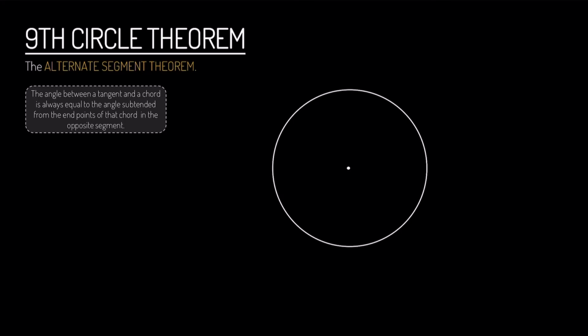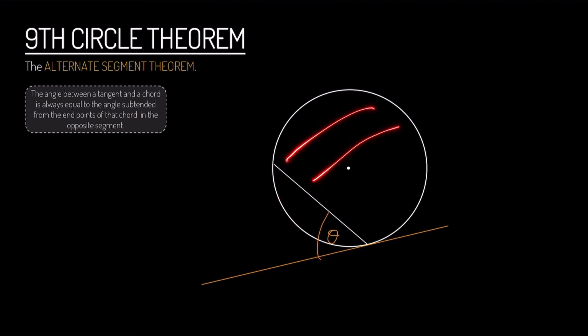Let's start off by drawing a tangent and a chord that meet at the circumference. So I want my chord right here, and if I'm going to make a tangent that meets that chord, I'm going to have to draw it like this. So we've got our chord and we've got a tangent. And the theorem says the angle between them both, so this angle right here, let's label that theta. It's saying this angle should be equal to the angle subtended from the endpoints of that chord in the opposite segment. So this angle is in this segment right here, and this is the segment that's opposite to it.